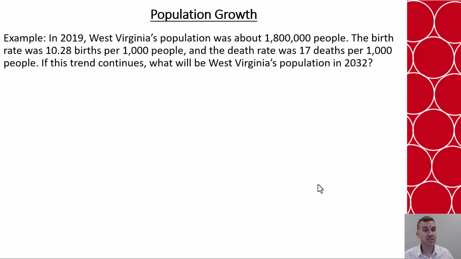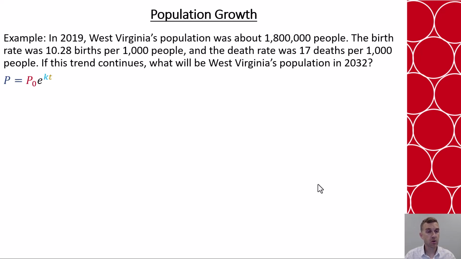Now let's look at one last problem. This time, let's look at a birth and death rate problem. So in 2019, West Virginia's population was about 1.8 million people. The birth rate was 10 and 2800ths births per 1,000 people, and the death rate was 17 deaths per 1,000 people. If this trend continues, what will be West Virginia's population in 2032?